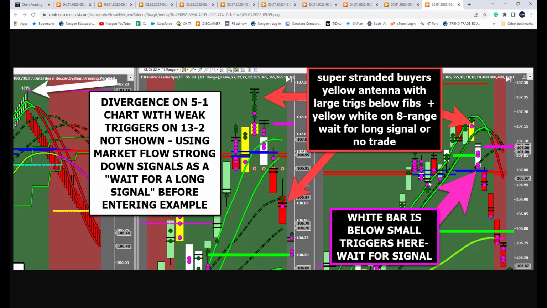Again, if you notice, the first stranded buyers was above very strong small triggers. If you use the 8 range chart, you're still above strong small triggers. So if everything's above strong small triggers, you're going to get one more up. Notice that the 8 range chart is considerably below all the small triggers, and it kept on going. So above the small triggers, good. After stranded buyers, more stranded buyers, more sell bars, multiple sell bars below the small triggers, not so good. It's kind of like I'm telling you to trade on the right side of the triggers.